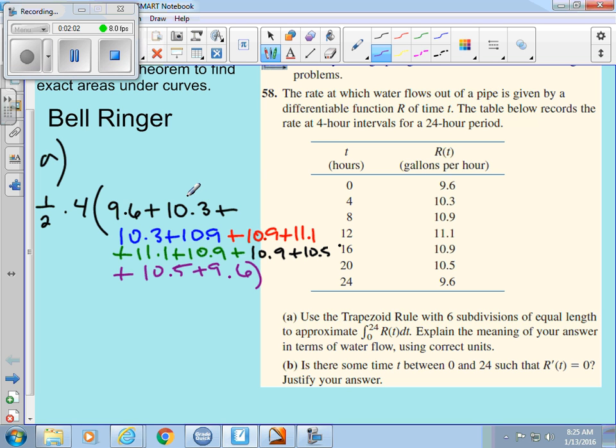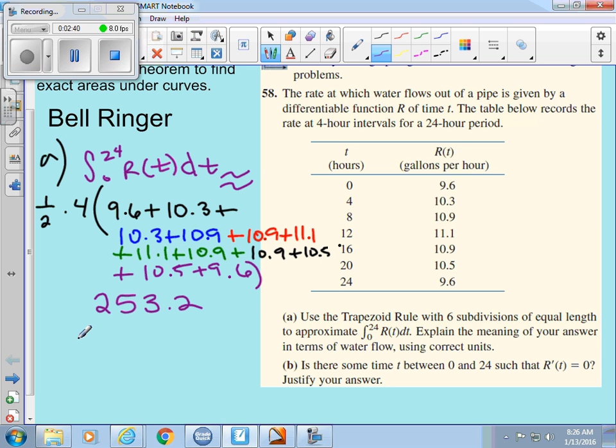I expect that this is probably a calculator problem. I could be wrong about that. If it's not a calculator problem, you leave that nasty thing as your answer. It's nasty, but you'd leave it. If it's a calculator problem, go ahead and find the value. And does anyone know what that is? 253.2. So the integral from 0 to 24 of r of t dt is approximately 253.2.